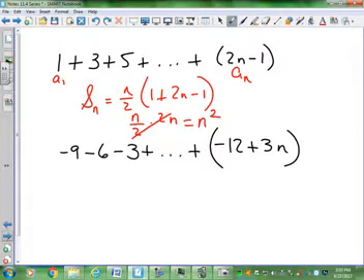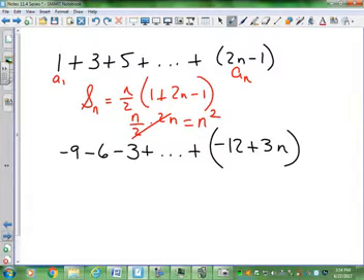Now let's see if that makes sense. If I only have one number, 1 squared is 1. If I add these two together, that's 4. Two numbers, 2 squared is 4. If I add 1 plus 3 plus 5, that's 9. Three numbers, 3 squared is 9. So it's giving me the formula to be able to calculate any amount up.